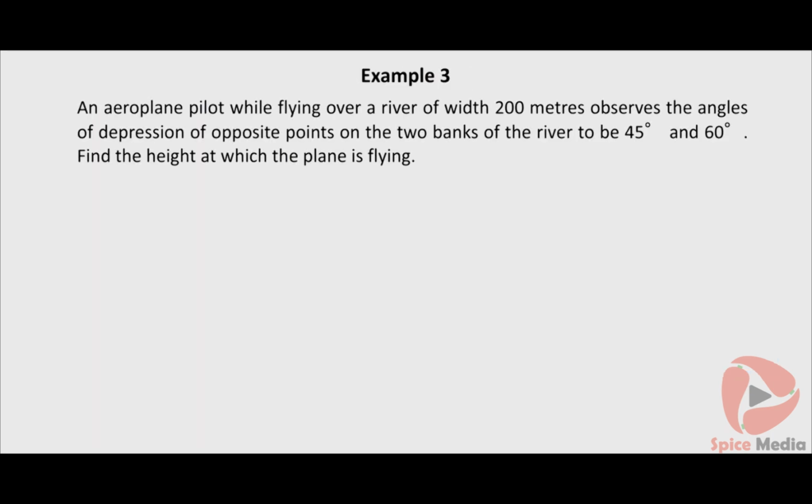Example 3. An aeroplane pilot, while flying over a river of width 200 meters, observes the angles of depression of opposite points on the two banks of the river to be 45 degrees and 60 degrees. Find the height at which the plane is flying. Click on the solution button to view the solution.